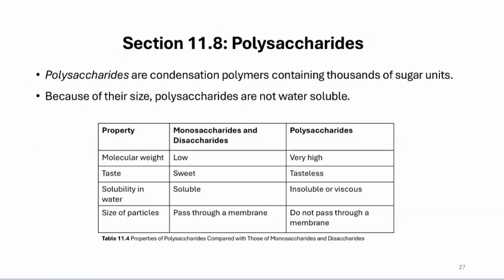When it comes to the solubility in water, many monosaccharides and disaccharides are going to be soluble in water. Polysaccharides, on the other hand, tend to be insoluble, or if any of them are a little bit soluble in water, they tend to be viscous. When it comes to their particle size, monosaccharides and disaccharides pass through membranes. Polysaccharides, because they are so large, do not pass through a membrane.